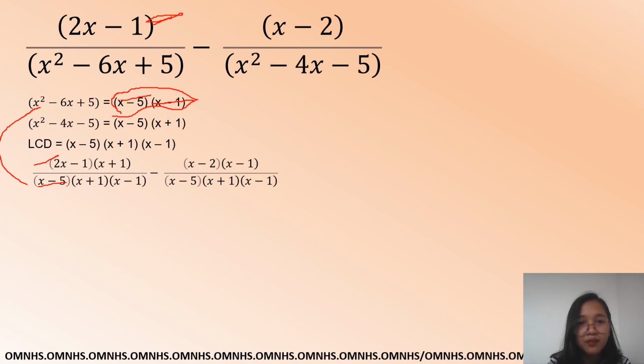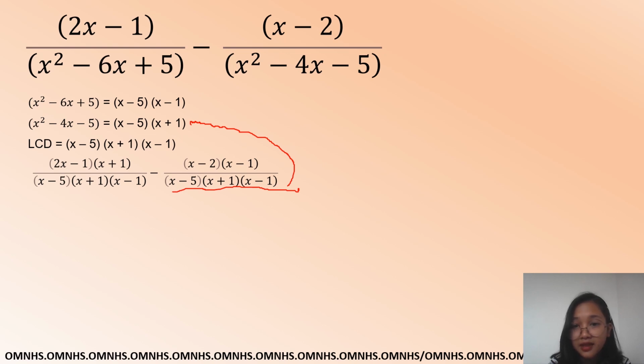Okay. Now, how about the second expression? It's the same. So, the LCD is x minus 5 times x plus 1 times x minus 1. We divide it by the denominator of the second expression, x minus 5 times x plus 1. So, we can cancel the common factors x minus 5 and x plus 1. And what remains is the x minus 1. This one, x minus 1. So, we multiply this to the numerator of the second expression, x minus 2. That's why we have that expression.